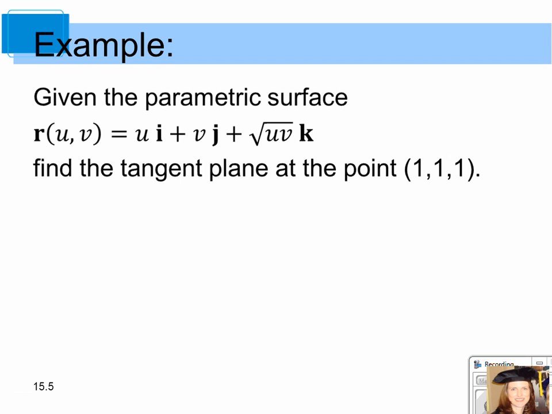Okay, try this example on your own. Given the parametric surface r of u and v equals ui plus vj plus the square root of uv k, find the tangent plane at the point (1, 1, 1). You want to find the partial derivative of r with respect to u, and r with respect to v, and find the cross product of those. That's going to help you find the normal vector to the surface at the given point. Try this one on your own, pause the video, and then come back and check your solution.